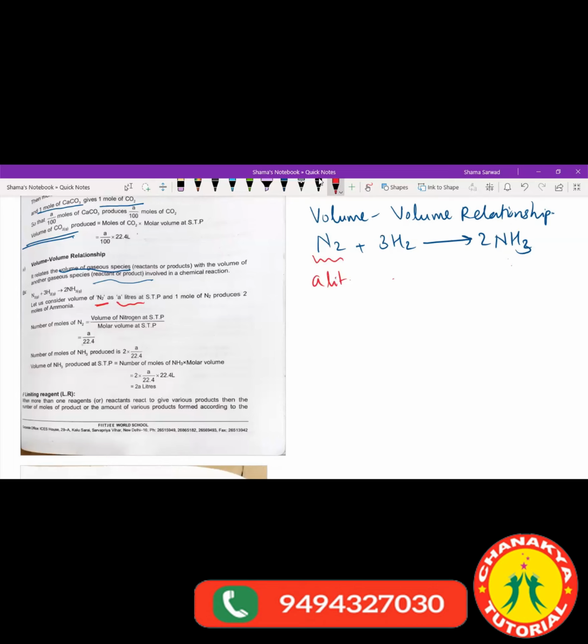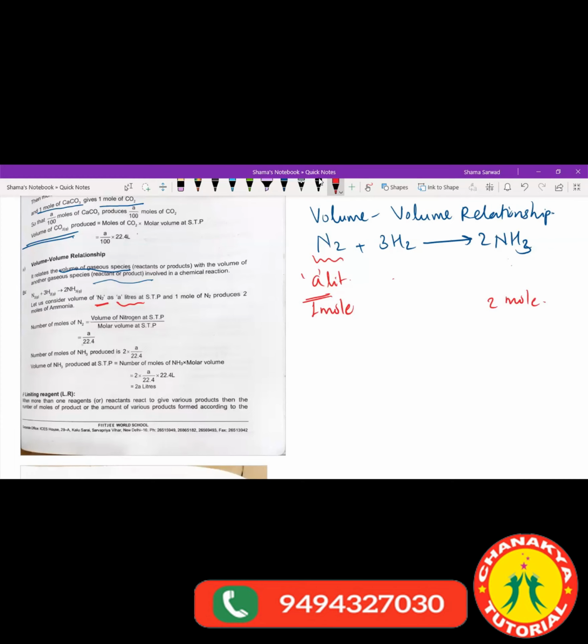Correct? At STP. And 1 mole of N2 produces how many moles of ammonia? By the reaction, we come to know 1 mole of N2 produces 2 moles of ammonia. And volume is nothing but A liter. Correct? So the number of moles of N2, how are you going to calculate? You have a volume, given volume is A, and standard volume at STP is nothing but what? We know the value, 22.4. Clear?